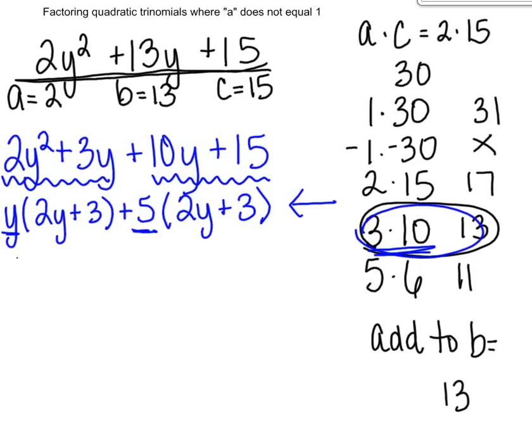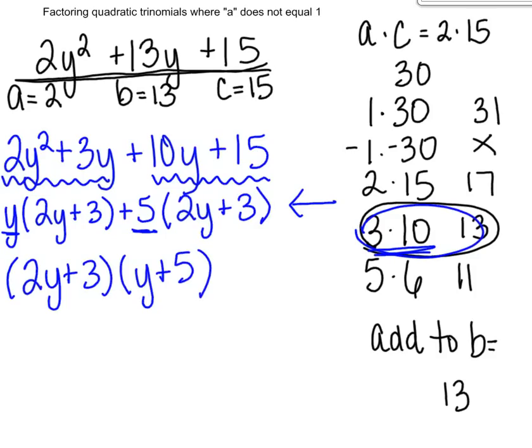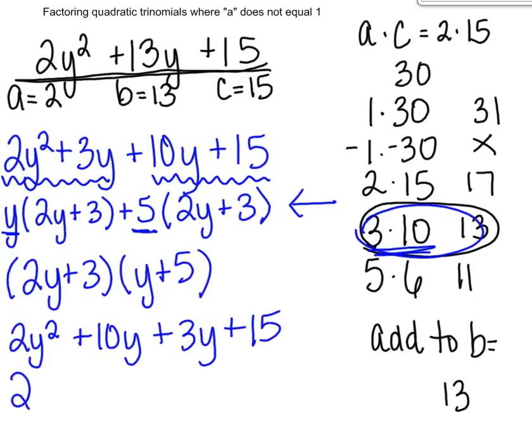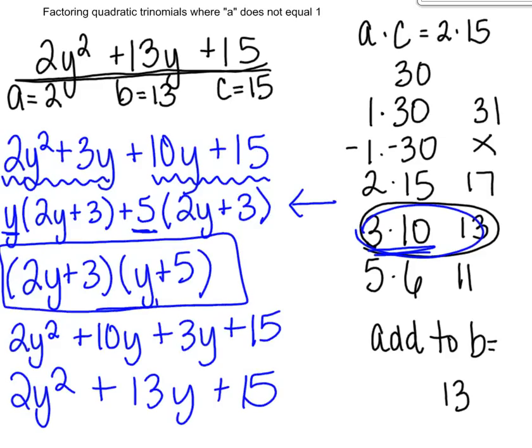Okay, so both my parentheses are the same. That means that one of my factors is going to be what's in those parentheses. And the other factor is going to be what's left over, which is the y plus 5. I can go back and check myself by distributing or multiplying. So 2y squared plus 10y plus 3y plus 15. And that does give me the original polynomial, so I'm feeling pretty good about this being the factored form.